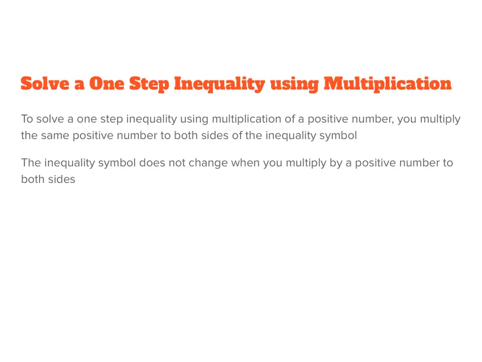The first thing we're going to cover is solving a one-step inequality using multiplication. In order to do that, we're going to multiply both sides by a positive number. The key part here is we're using a positive number in this section. When we multiply by a positive number, our inequality symbol does not change. Keep that in mind, especially when we move on to future sections. It stays greater than, or it stays less than, or whatever it is to start out with.